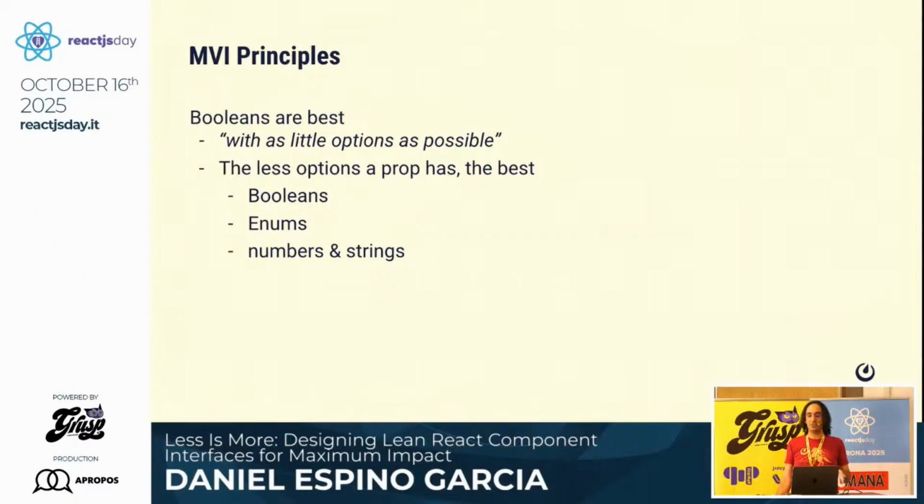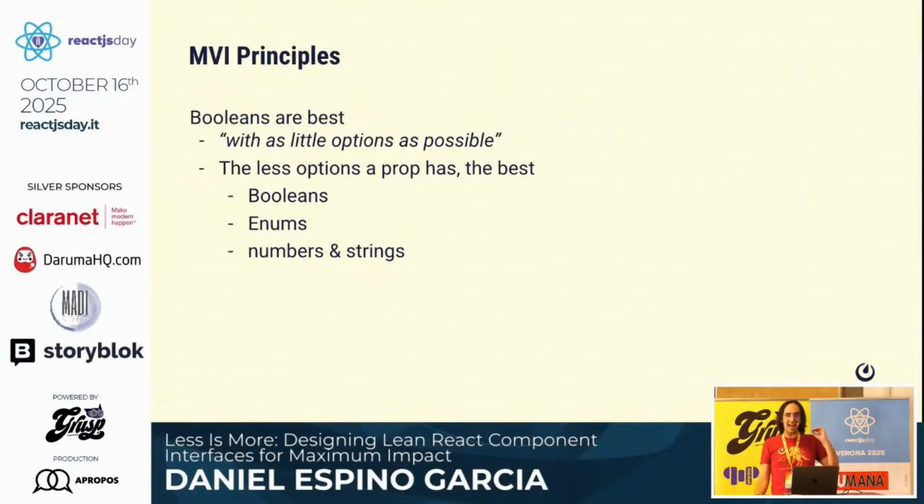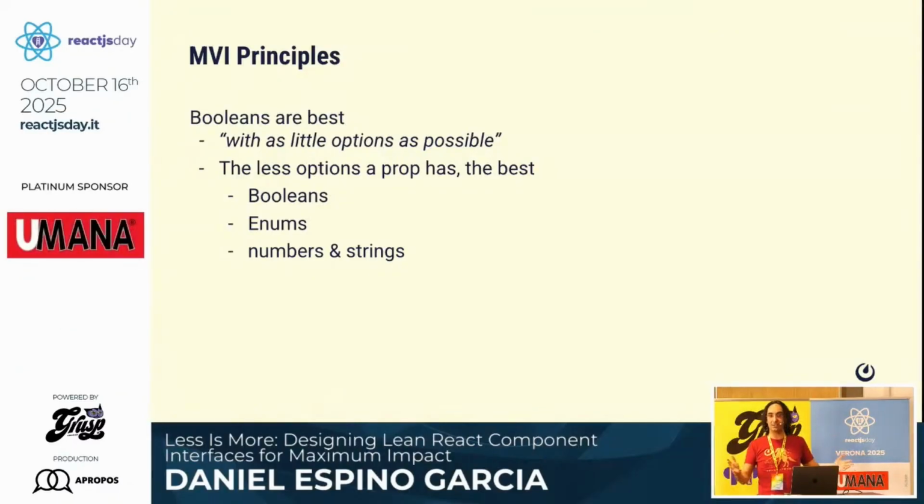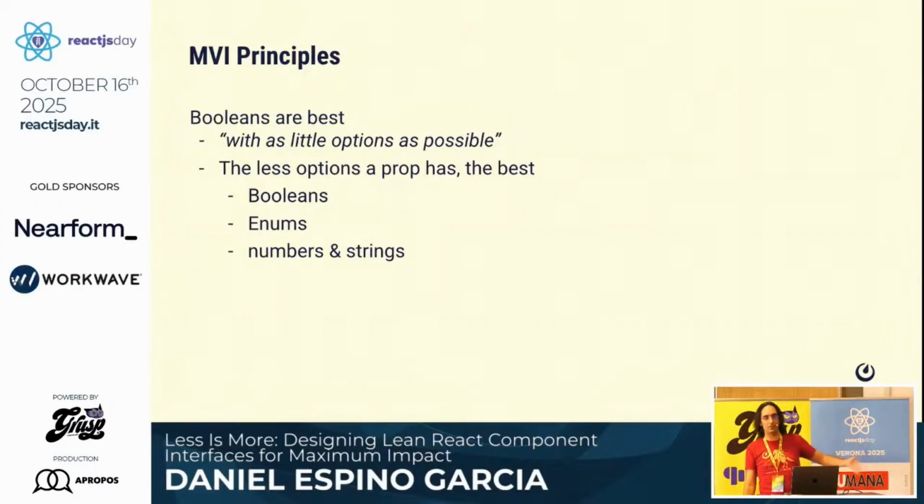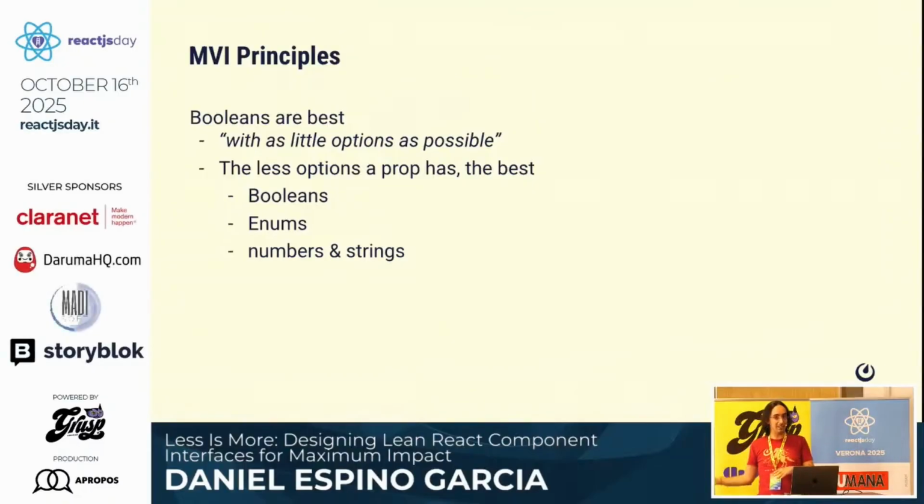The only reason to use numbers or strings is that you actually need an arbitrary string. For example, a text on a button. A text on a button, you usually need an arbitrary string because you also want to localize, or an arbitrary number. But if you don't need something completely arbitrary, use enums.